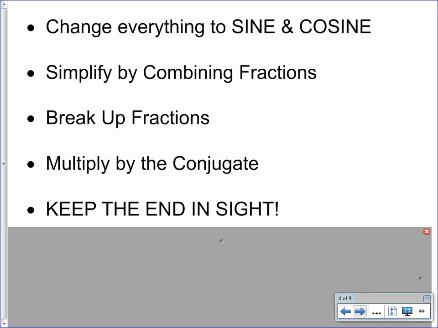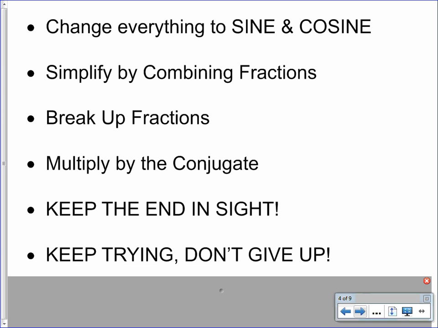Okay? Keep the end in sight and do not give up, okay? You know where you need to get to this time. You know that the right side needs to look like the left side, okay? So keep trying. Okay, this problem 47 that we did on the board, somebody did it in 2 steps, somebody did it in 10 steps. It does not matter how long it takes you as long as you get both sides equal, okay? So keep trying. If you get stuck, go to the next problem and come back.